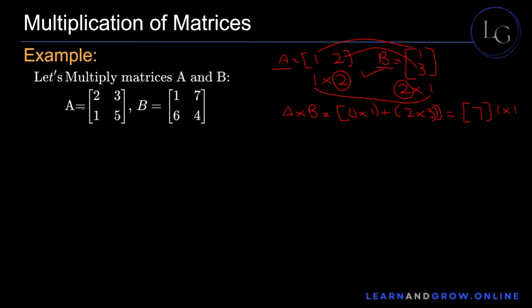Let's see a more advanced example. Let's find A multiplied by B. First, let's see if they are suitable for multiplication. So A here is of the order 2 by 2. B here is also of the order 2 by 2. So the number of columns of A is equal to the number of rows of B. So they're indeed suitable for multiplication. And the resultant matrix will be of the order 2 by 2 because it will have the number of rows of A and the number of columns of B. Let's just see.